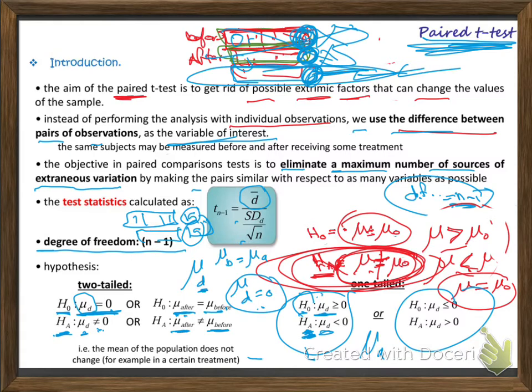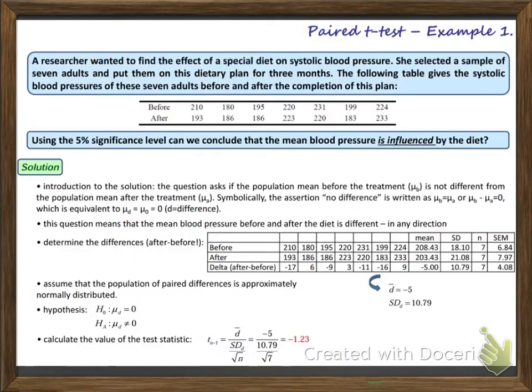After solving some problems, I think it will be clear. By having this example, everything will be clear with respect to the paired t-test. So here, a researcher wanted to find the effect of a special diet on systolic blood pressure. She selected a sample of 7. Sometimes they give the number of samples in words, not a numeral, so we have to be careful here. So n equals 7; n is given but in letters. Adults were put on a dietary plan for 3 months. The following table shows the systolic blood pressure for these 7 adults before and after the completion.